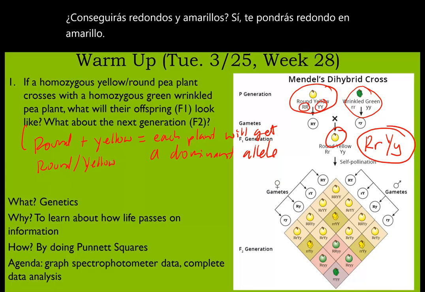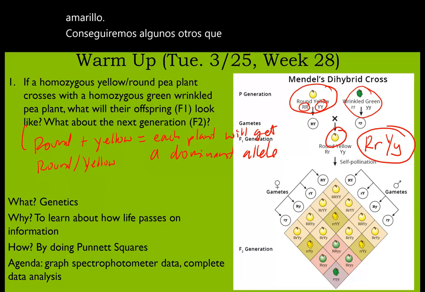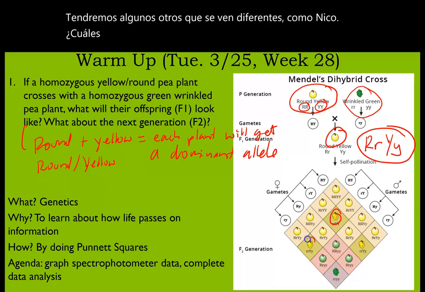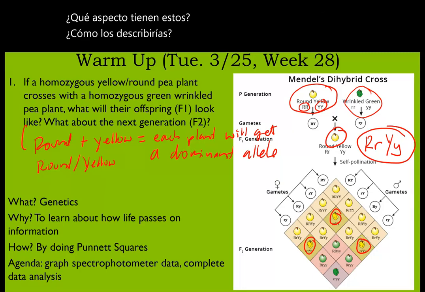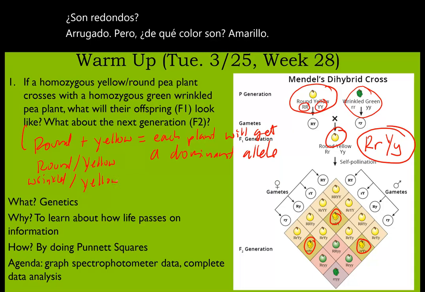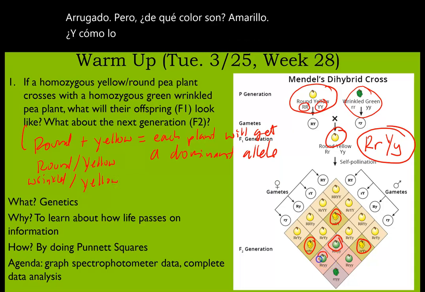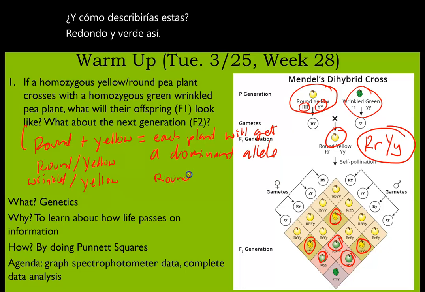Will you get some other ones that look different? Like Nico, what do these ones look like? How would you describe those? Well, are they round? No, they are wrinkled. But what color are they? Yellow. And how would you describe these ones? Round and green.